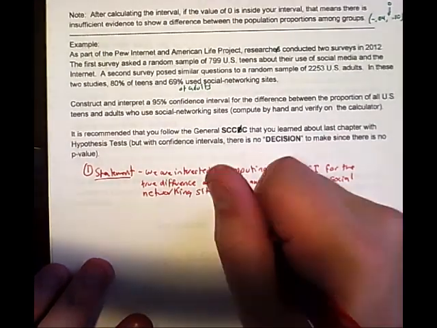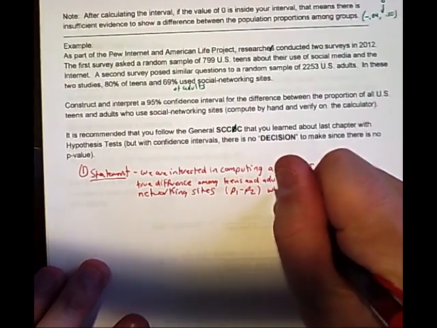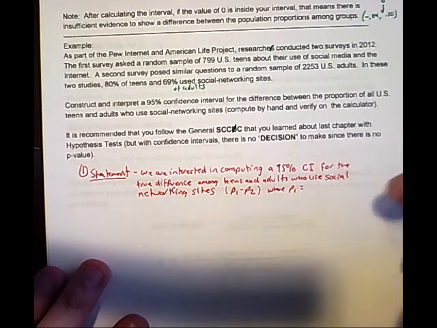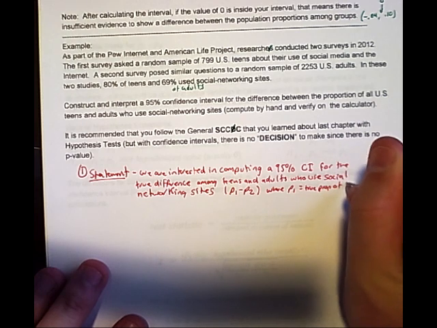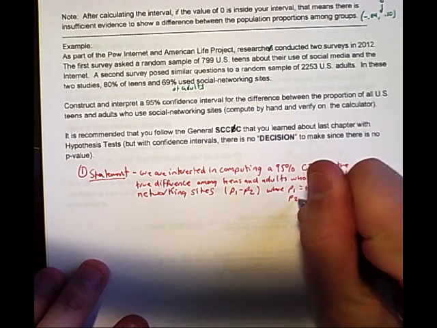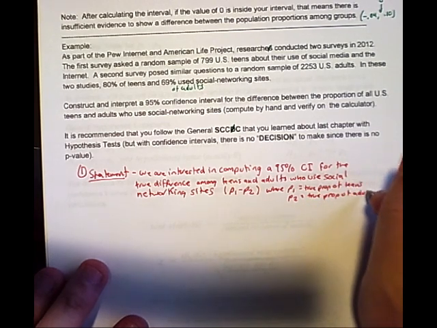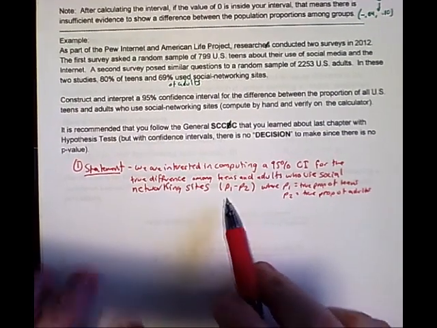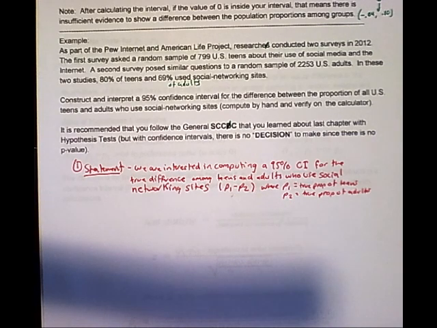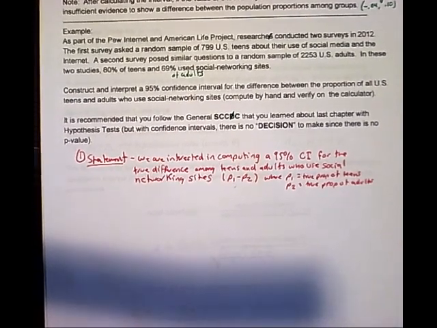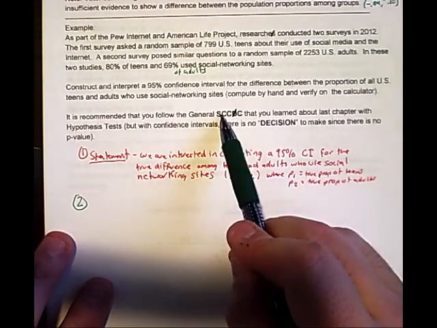Okay, and that true difference is going to be p1 minus p2, where p1 equals the true proportion of teens, and p2 is the true proportion of adults. So I'm going to let the reader know I'm defining group 1 to be my teens, and I'm letting group 2 be my adults. So that's number 1. All right. So we got our statement done. Now we got to do a condition check.